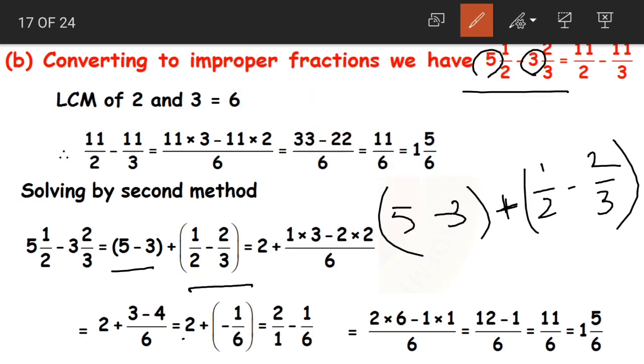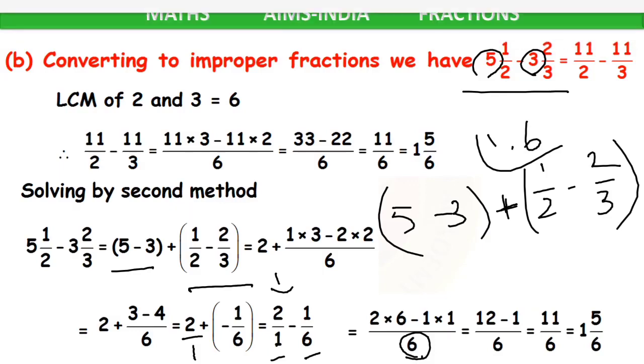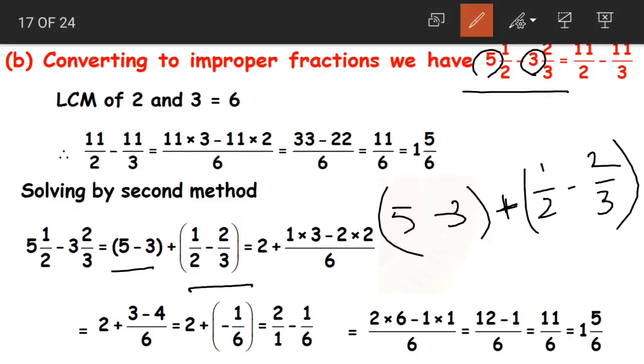Now again, as I said, when we are given only a whole number, we assume that its denominator is 1. So it becomes 2 by 1 minus 1 by 6. Yes students, 2 by 1 minus 1 by 6. Now we are having 1 and 6 as our denominators. What should we do? These are not like fractions. So the first step will be to convert them into like fractions by finding out the LCM. Now LCM of 1 and 6 becomes what? 1 and 6 becomes 6 only. Yes, how? Let us see.